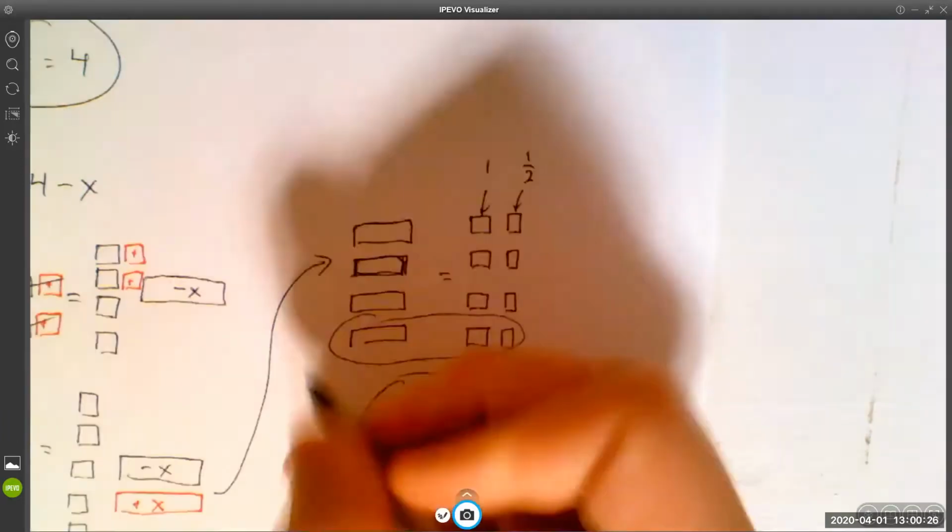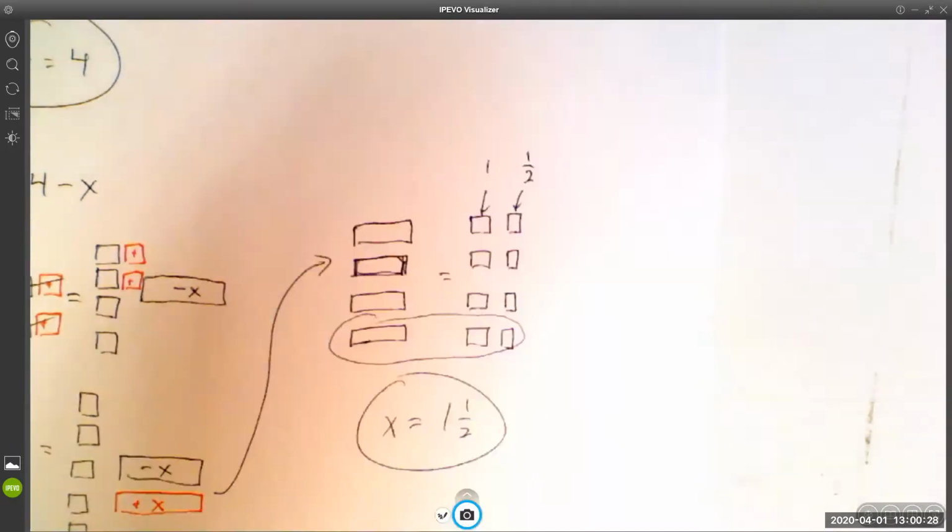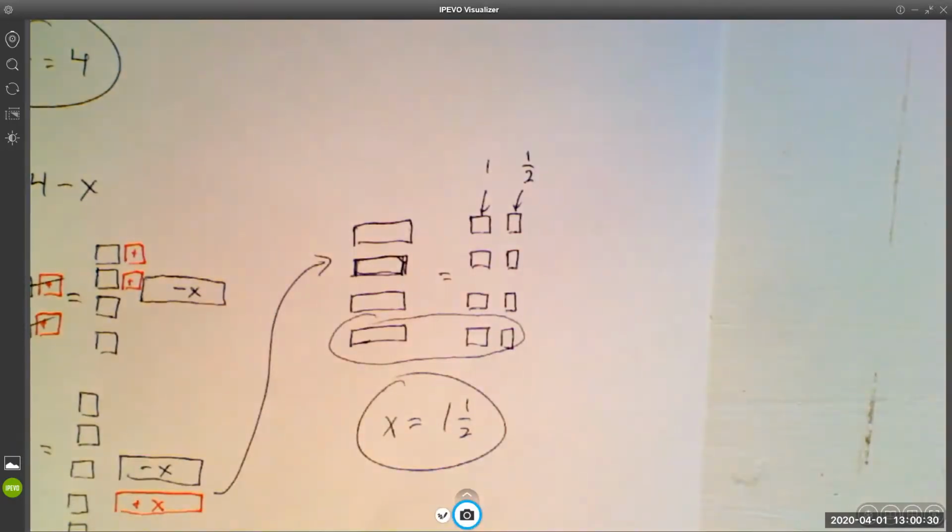That's how you take care of these problems when there are any fractions in any of the problems that you encounter in the homework or whatever.